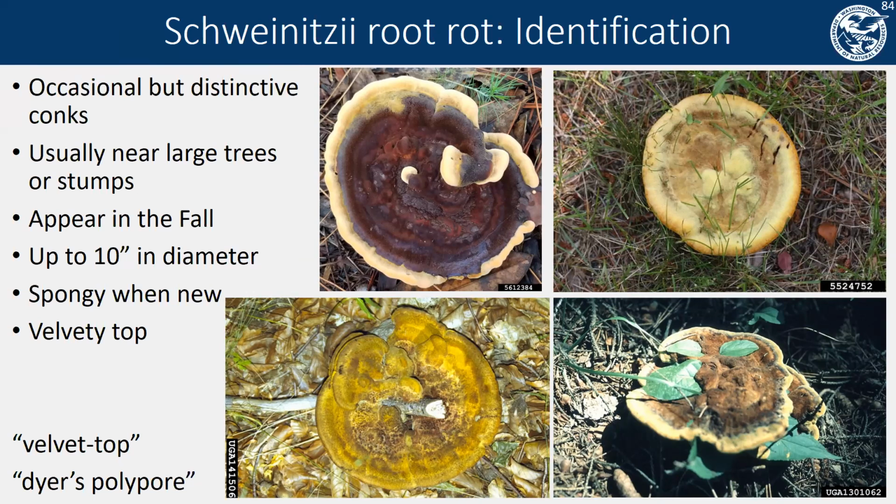And oftentimes these fruiting bodies are the main indication that there's decay in a tree, or even the only indication that there might be decay in a tree. So definitely important to keep an eye out. However, if they're not there, it doesn't mean that Schweinitzii is not infecting our tree, because they're not always present, and they only appear at times during the year to begin with.